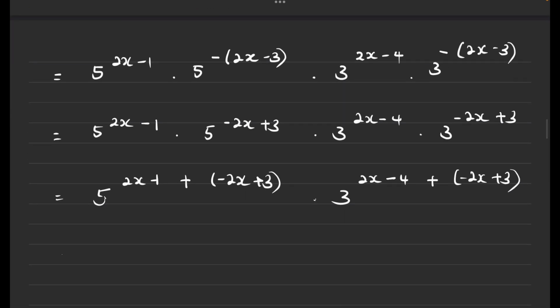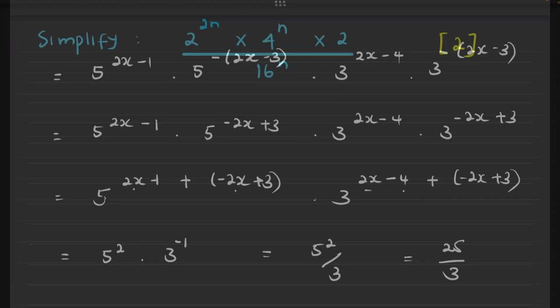Okay, guys, so what does this equal to? 2x minus 2x, that is 0, minus 1 plus 3. It's going to be 5 to the power 2, multiplied by 2x minus 2x, that's a 0, minus 4 plus 3, that's going to be 3 to the power minus 1. So this can be expressed as 5 squared divided by 3 over here, and 5 squared is 25. I'm going to divide all of this by 3.